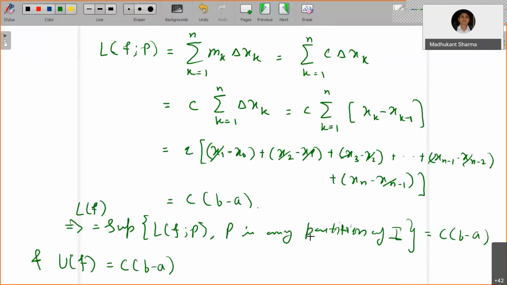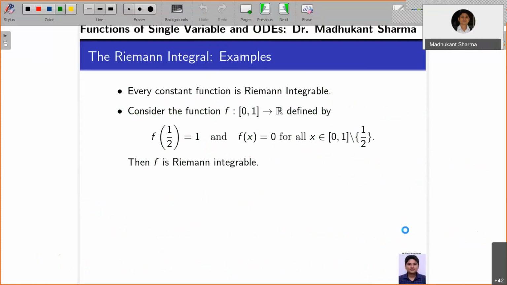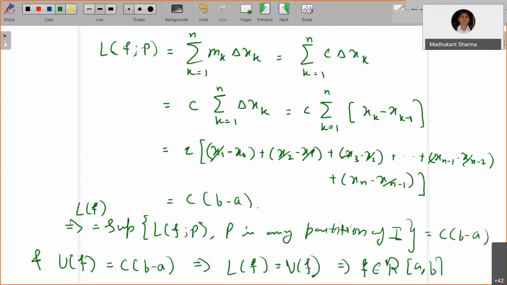And since they are equal, L of f equals U of f. This implies f is Riemann integrable over the interval a to b. And the value of the integral from a to b of f of x dx is c times b minus a, which is the same as what you would obtain analytically, right?